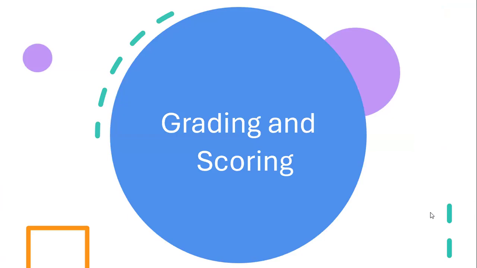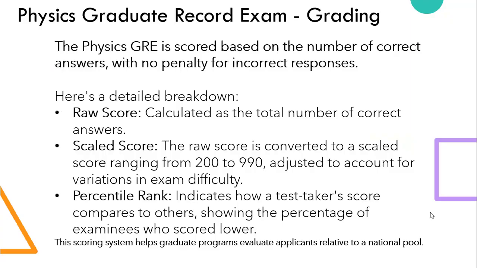Now that we understand pretty much what the test makeup looks like, how is the grading and scoring done? The physics GRE is scored based on the number of correct answers, with no penalty for incorrect responses. Here's a detailed breakdown. The raw score is calculated as the number of correct answers. The raw score is converted to a scaled score ranging from 200 to 990, and it's adjusted to account for variations in exam difficulty.